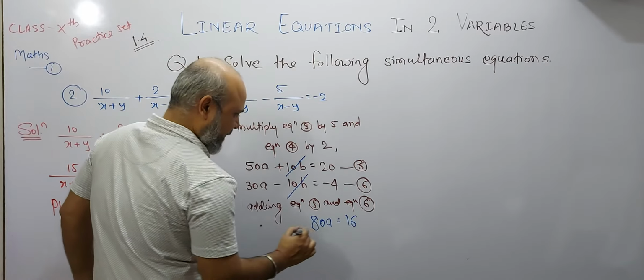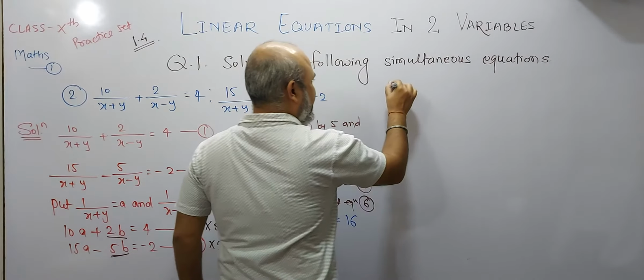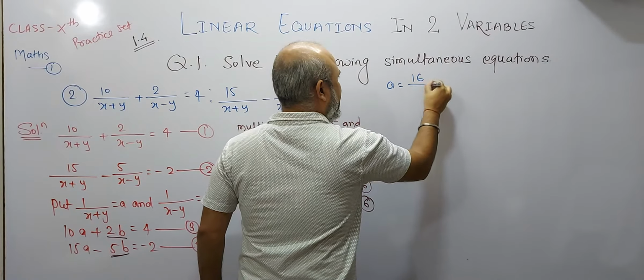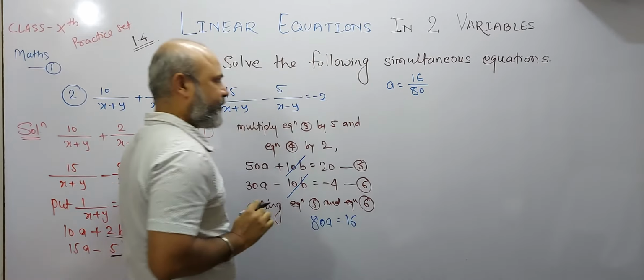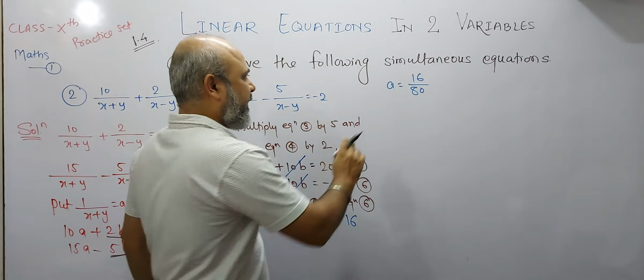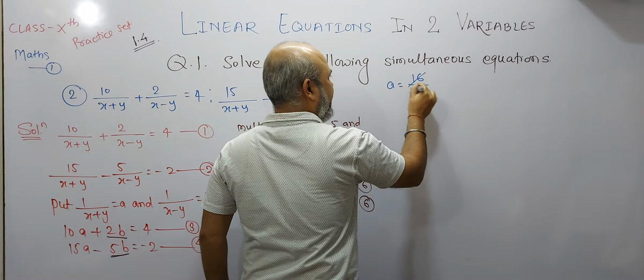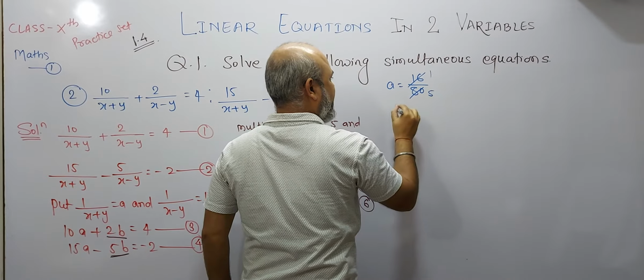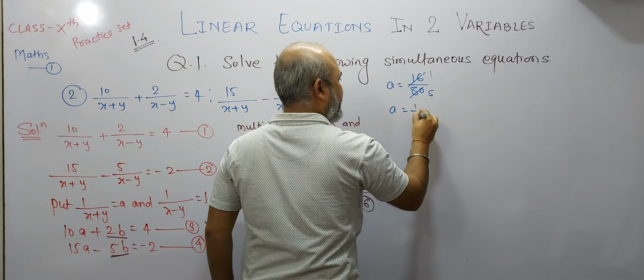So what will be a? So your a will be 16 upon 80. Okay. So 80 is equal to 16, so what will be a? A is equal to 16 upon 80. So 16 ones are 16 and 16 fives are 80. So a is equal to 1 upon 5.